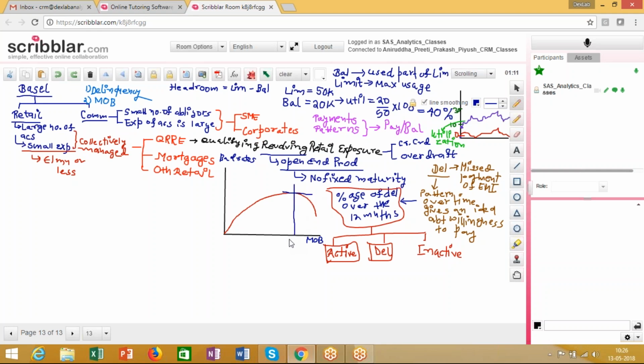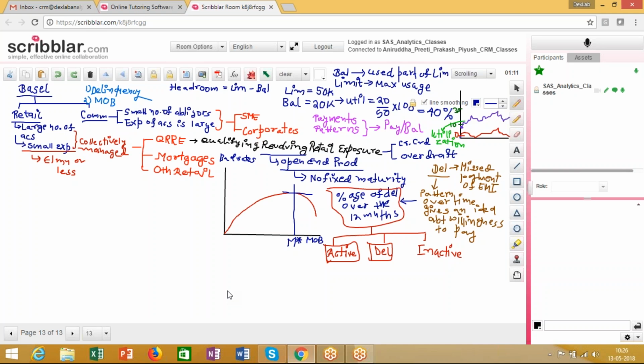This is known as the month on books. And this is known as the seasoning period. So where the bad rates peak and then start falling.